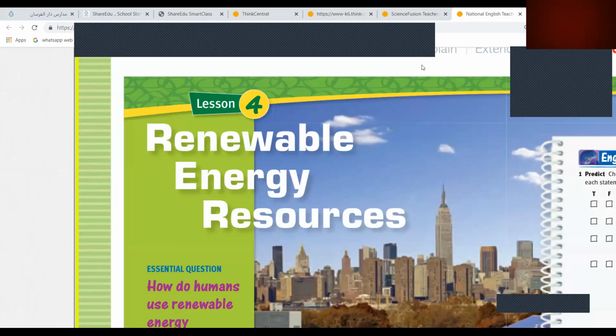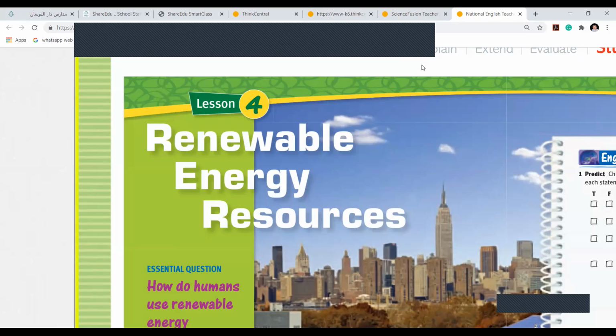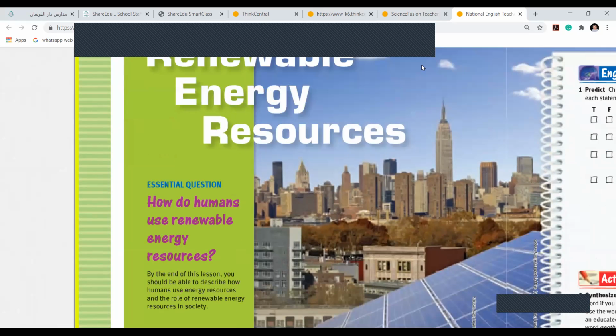So let's start with renewable resources. Before we start lesson 4, renewable resources, let us quickly revise non-renewable resources. One of you please tell me examples of non-renewable resources. Gas, coal, petroleum, excellent. Fossil fuels, okay? By the end of the lesson, we will learn how we are using energy resources and the role of renewable resources in our society.